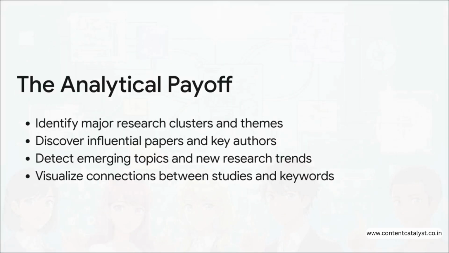And this, right here, is where the magic happens. With these maps, you can immediately see the major themes in a field. They just show up as these obvious clusters. You can spot the most influential papers and authors because they're the big central nodes in the network. You can even catch emerging trends right as they're starting, way before they become mainstream. It's honestly like having a research superpower.